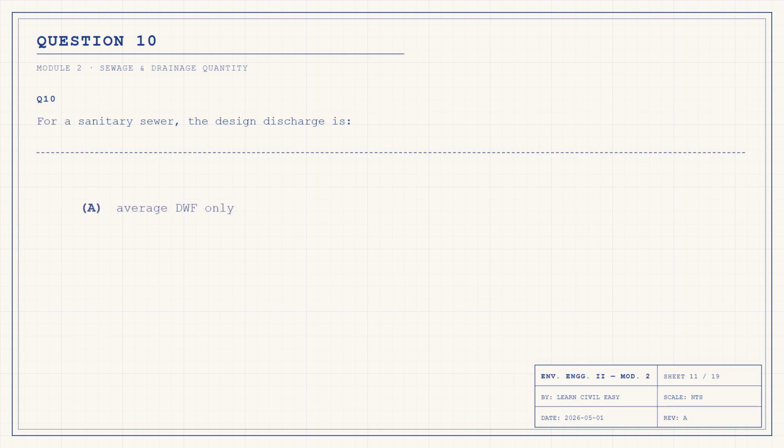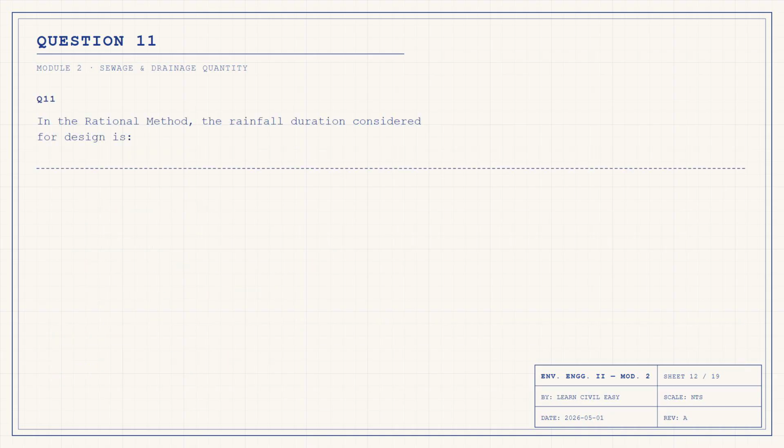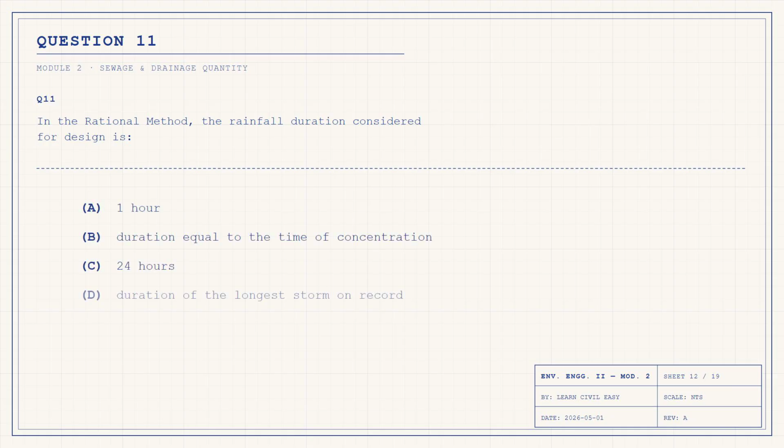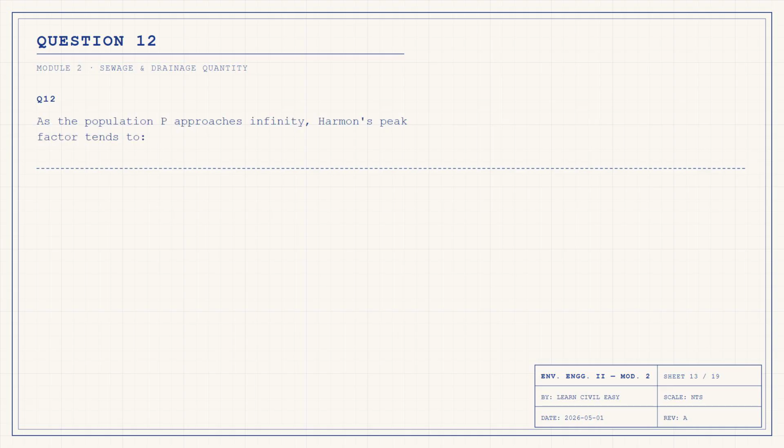Question 10. For a sanitary sewer, the design discharge is maximum hourly flow plus infiltration. Average flow alone is too small. The sewer must carry the peak. The answer is B. Question 11. In the rational method, the design rainfall duration is taken equal to the time of concentration. This gives the maximum runoff because the entire catchment contributes simultaneously. The answer is B.